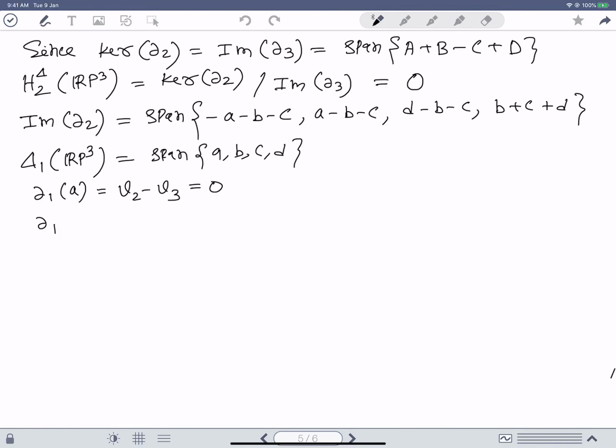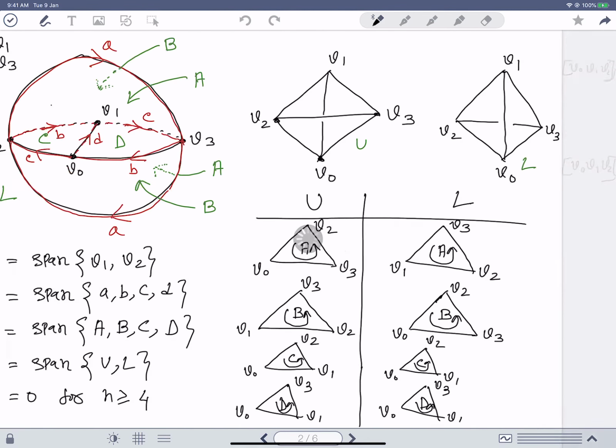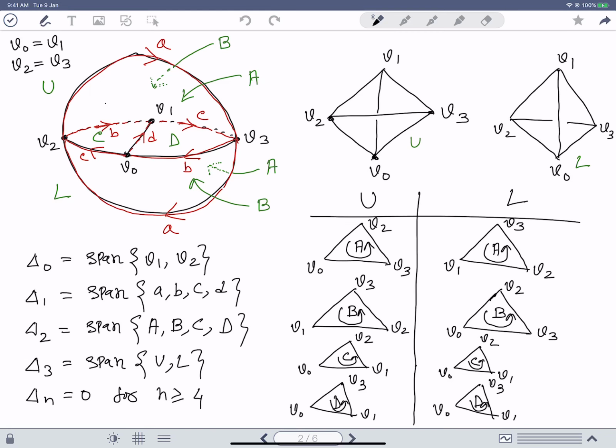You can say it is V2 minus V3, but they are the same, so it is 0. Now what will be del 1 of B? Again look at this, this is B. B is an edge from V3 to V0, right? Therefore, the boundary of B will be V0 minus V3. But we know that V0 equals V1 and V3 equals V2. Therefore, we can write V1 minus V2.